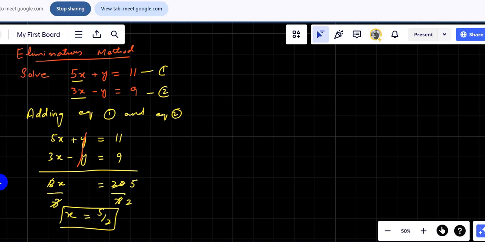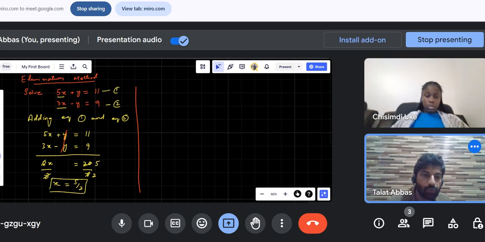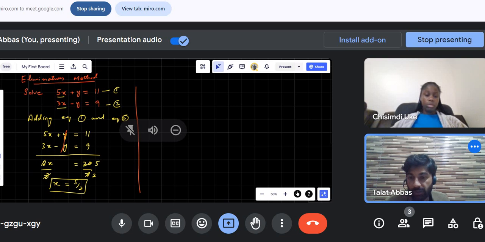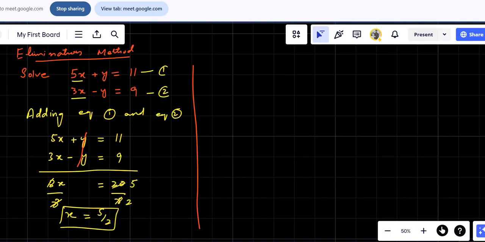Now we have the value of x. We need to find y as well. How can we find y? By putting this x in either of the equations. You can substitute this value in 1 or in 2. This is up to your choice. Which equation are we going to use? You can use either of the equations.